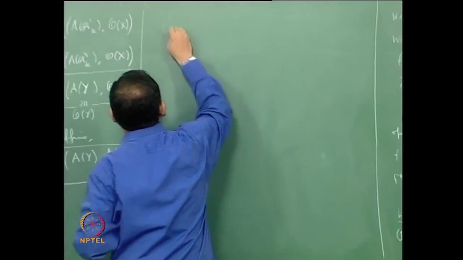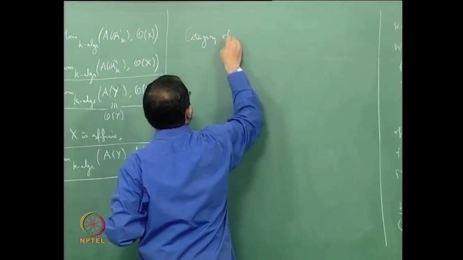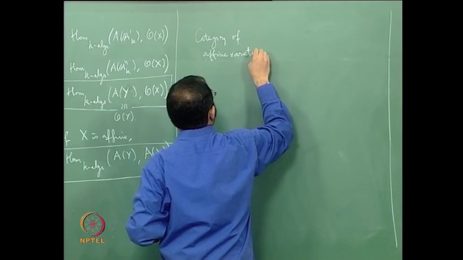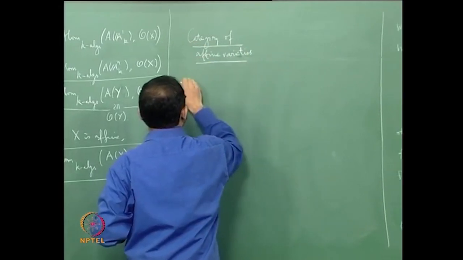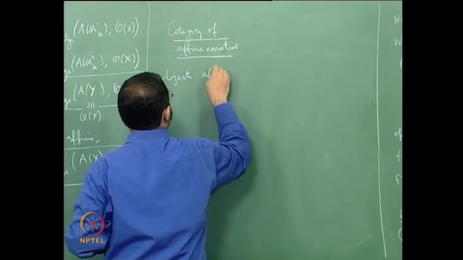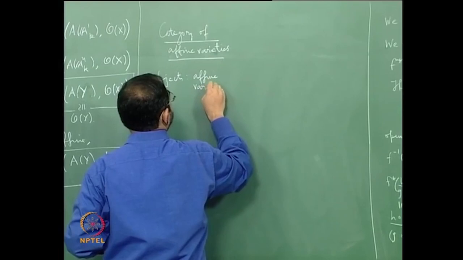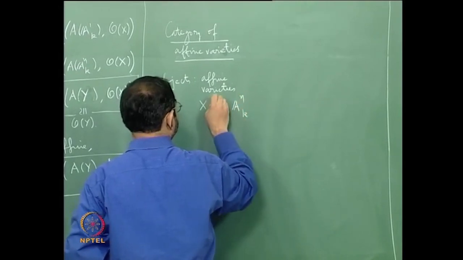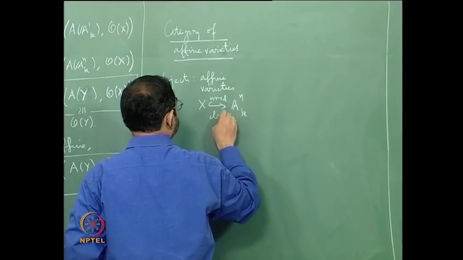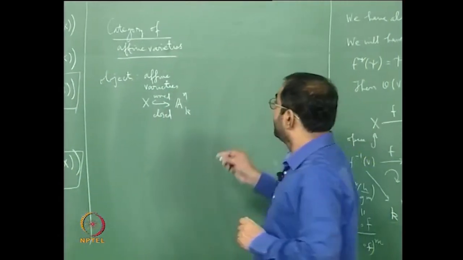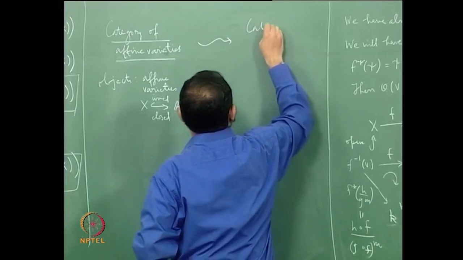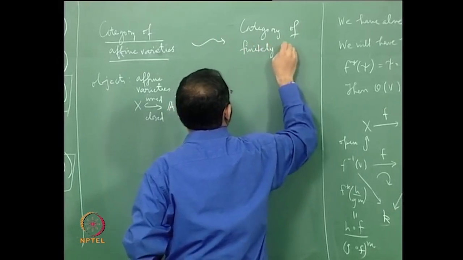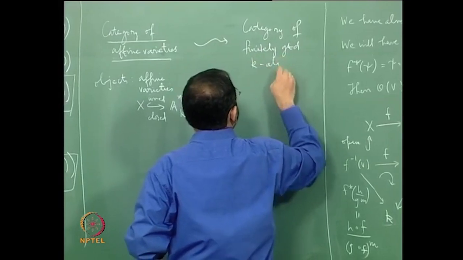So here, on this side I take the category of affine varieties, and here the objects are affine varieties, namely irreducible closed subsets of An for some positive n. These are the objects in the category, and I am going from there to the category of finitely generated K-algebras that are integral domains.